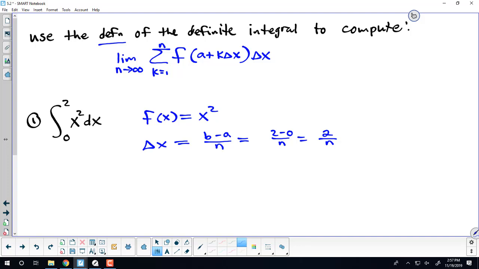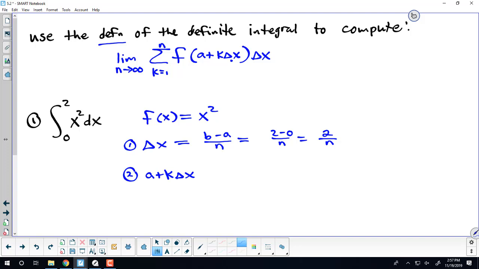So that's really the first thing you want to find, right? We can't find a plus k delta x without delta x. We couldn't find f of a plus k delta x without delta x either. So we need to find delta x first. Found that little thing. Then we're going to figure out what a plus k delta x is, because this is our x star. That's going into the function.